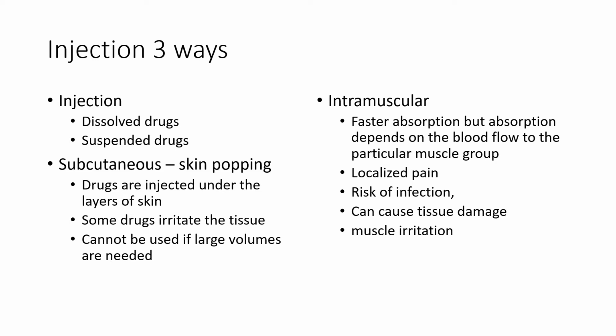Intramuscular has faster absorption, but the absorption depends on the blood flow to a particular muscle group. There may be localized pain in the muscle. There's a risk of infection anytime you use a needle and break the skin, but particularly with IV and intramuscular because the needle goes so deep. It can cause tissue damage, and some drugs can irritate or damage the muscle.